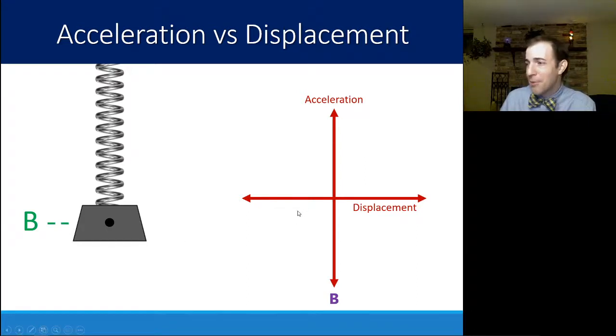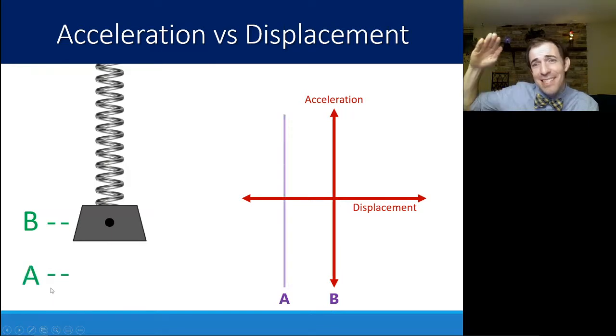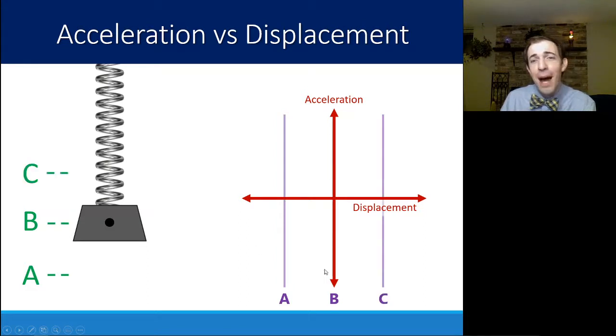B is my equilibrium. That's a displacement of 0. A, we're going to say, is a negative displacement, so we're going to put that on the negative part of the axes for displacement. And C is a positive displacement, so we're going to plot that out here. So that gives us kind of this roadmap along the way.